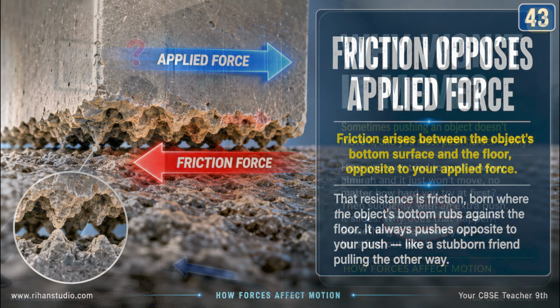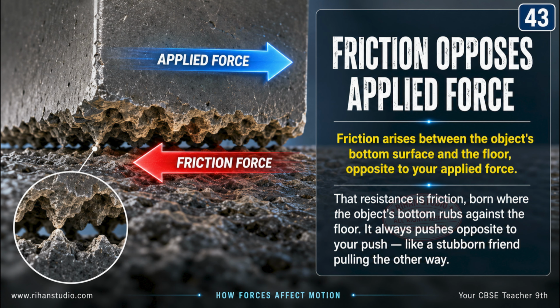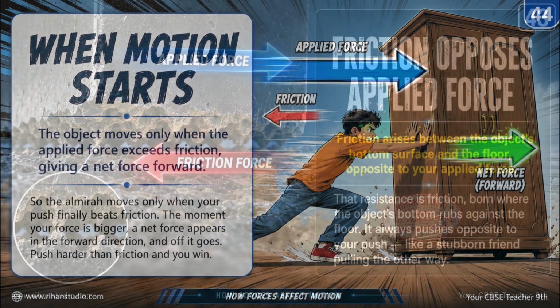Let's find out what. Friction opposes applied force. That resistance is friction, born where the object's bottom rubs against the floor. It always pushes opposite to your push, like a stubborn friend pulling the other way.